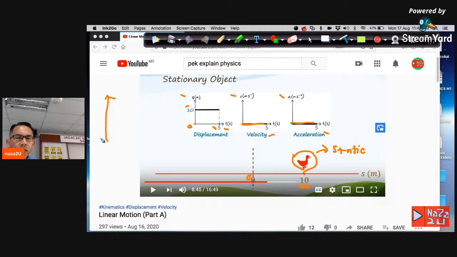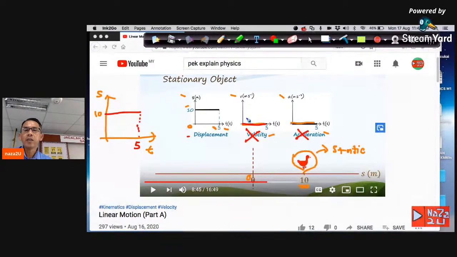So if the dart stops at a distance of 10 meters here, the graph of displacement versus T here is 10 meters, until the 5th second. But this is static, meaning static means no velocity. That's why the graph here is 0. And no acceleration because it is static, so no acceleration, right? So this is the graph. How you can describe it is the position of the dart at 10 meters from the origin.